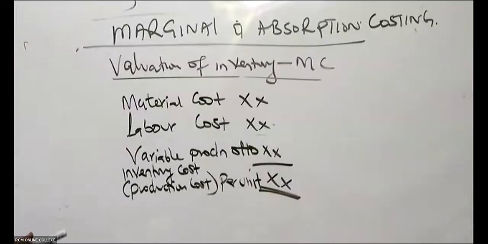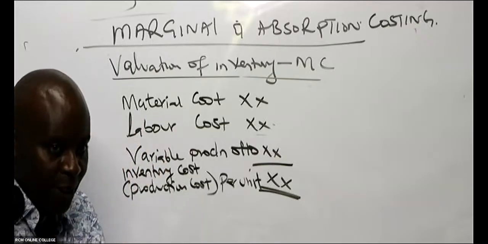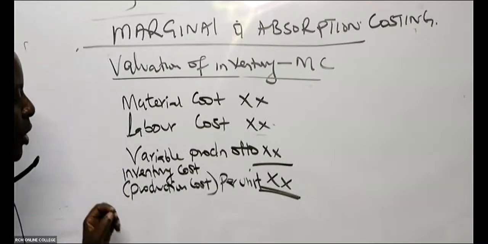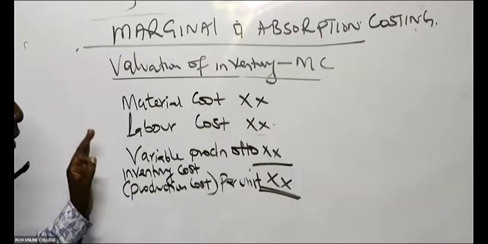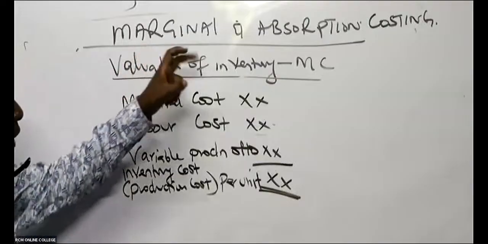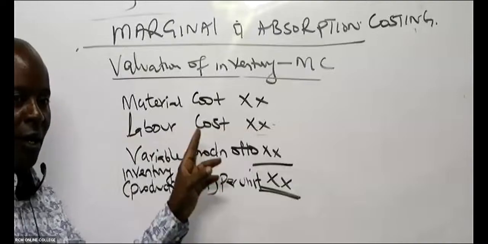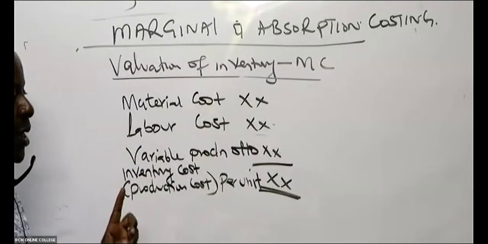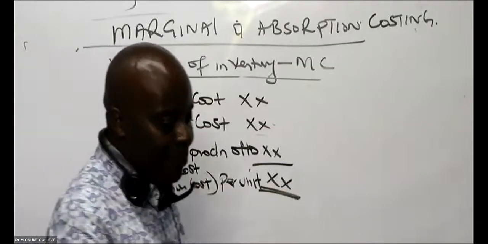So anytime you want to value inventories, if it's marginal costing, we cannot bring in fixed cost. So in terms of inventory valuation, or valuation of the units you have produced, we shall only be considering three costs. We have material cost, which is variable, labor cost, and then variable production overhead. Those three will automatically give us what we call inventory cost or production cost per unit.